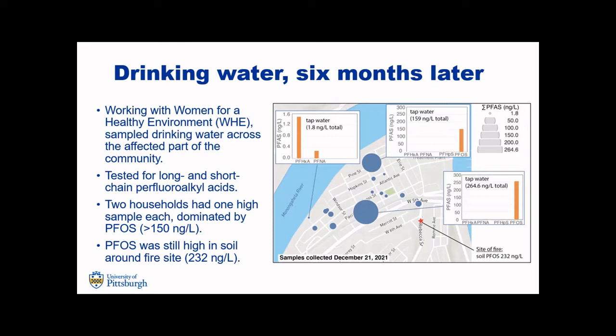And so this was 6 months after the fire had happened and the drinking water system had been flushed. And in the soil around the fire site, we also took some samples, and the PFAS concentration there was also still 232 nanograms per liter.